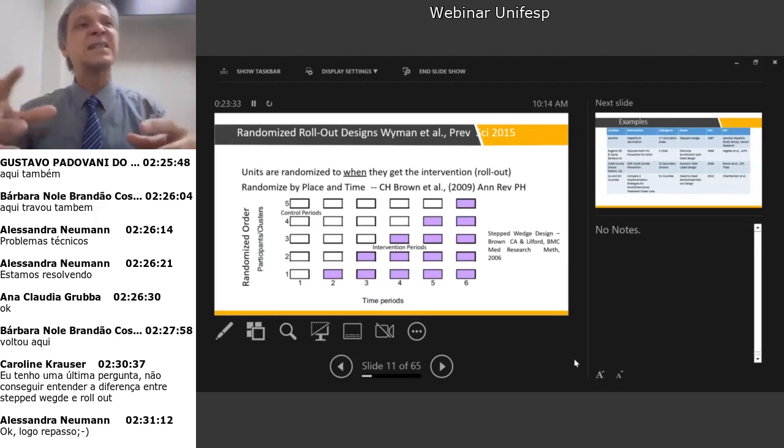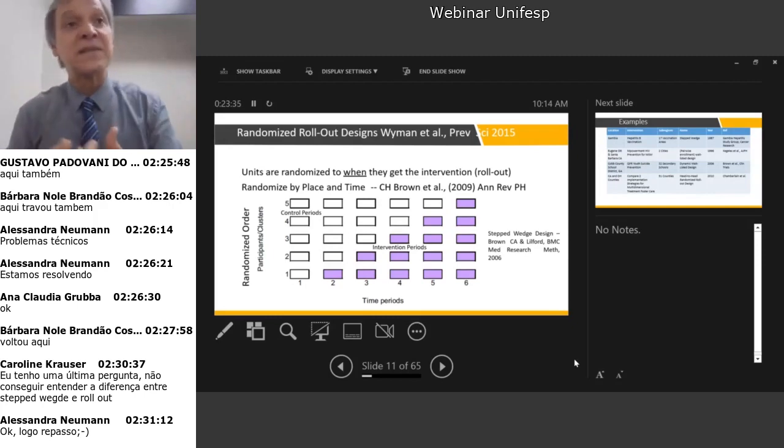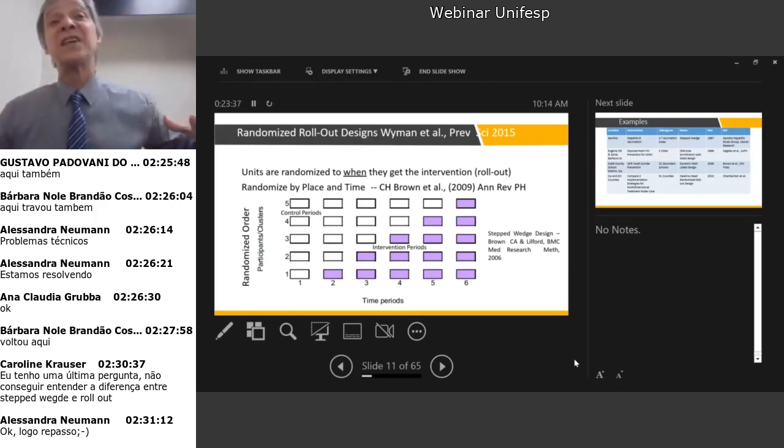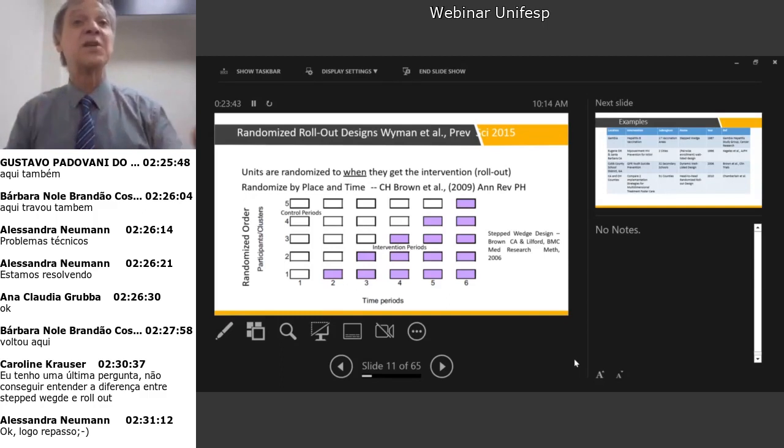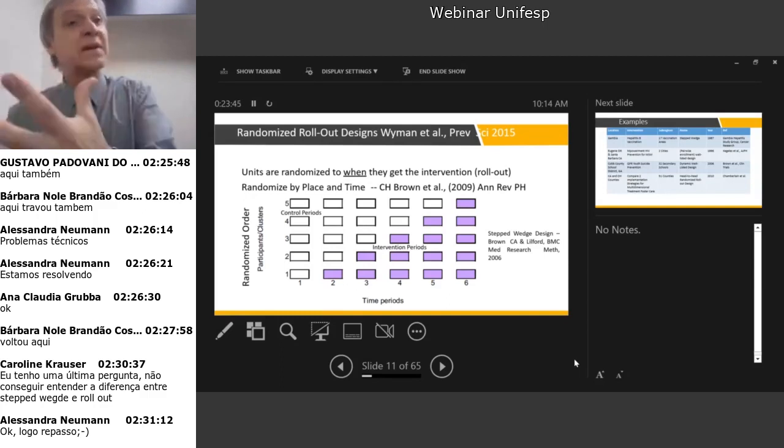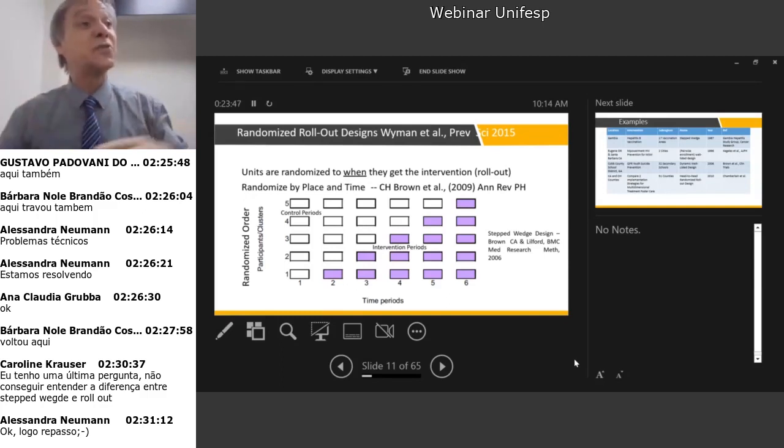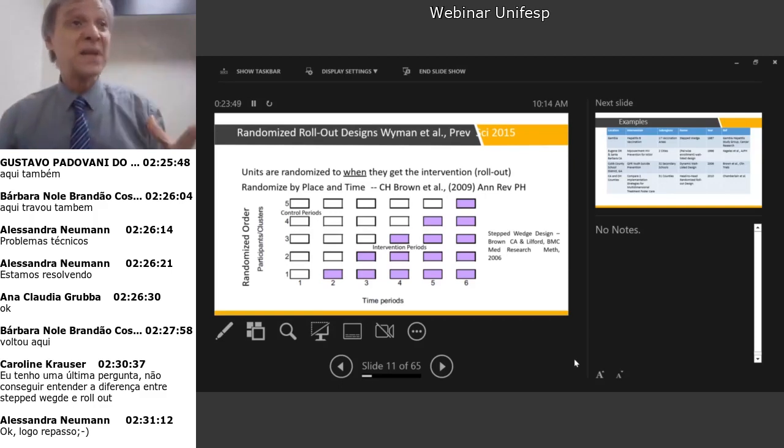Let's say, like in Pernambuco, in my intervention, I knew the size of the city could be associated with the exposure, with the intervention. Meaning the intervention would be better in bigger cities because they have more infrastructure. Because the intervention there is physical activity for the masses. It's called Academia da Cidade.